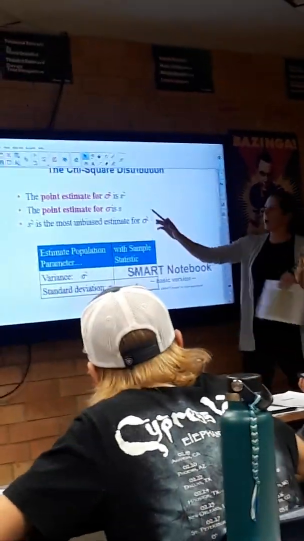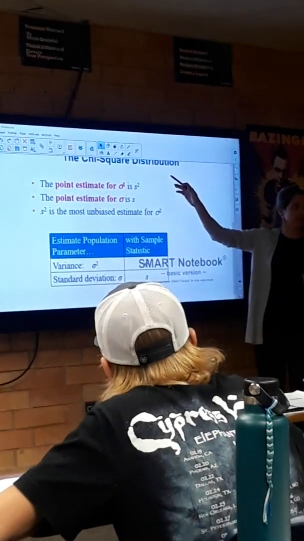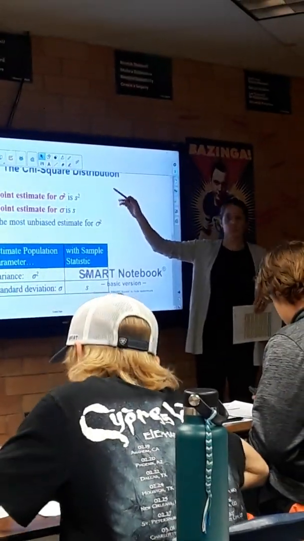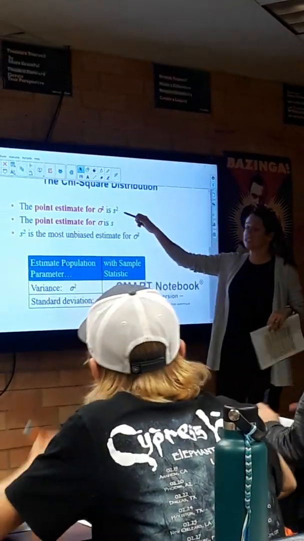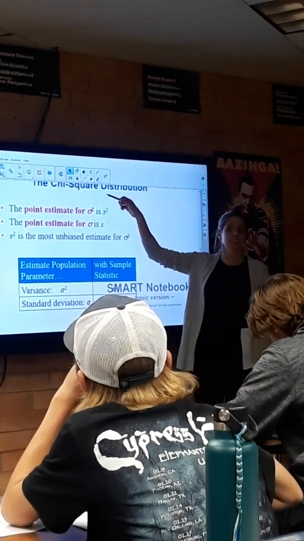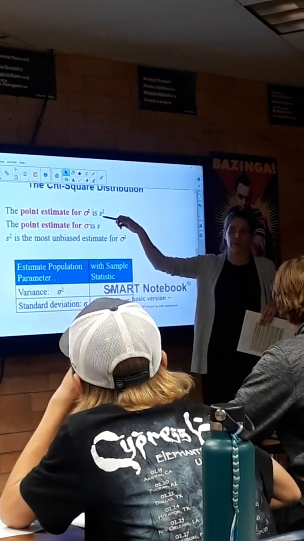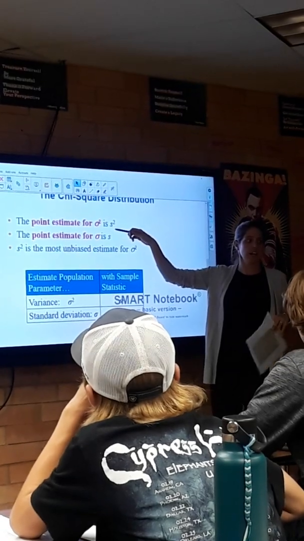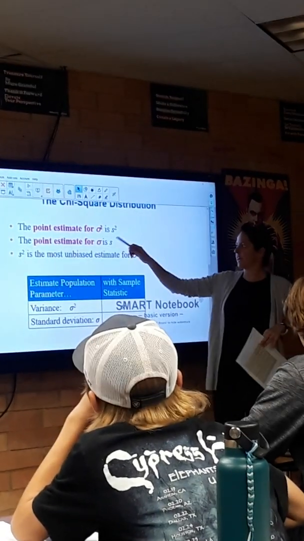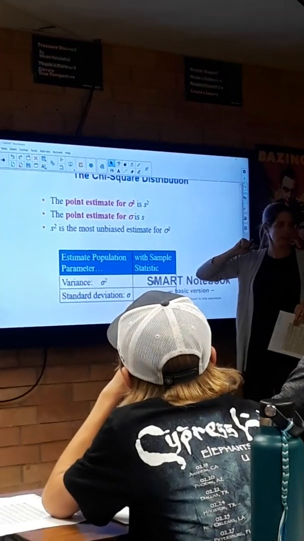Sigma squared is S squared. So this is population variance and this is sample variance. So if I'm given sample variance, I can assume that it's the population variance. Same thing for standard deviation. Okay, it's the same thing.